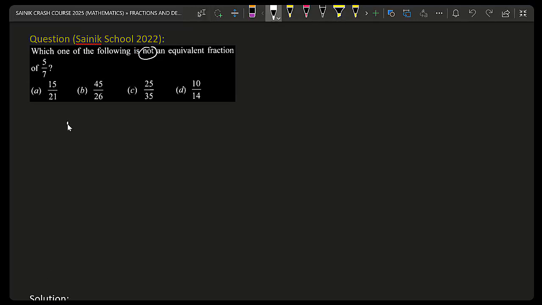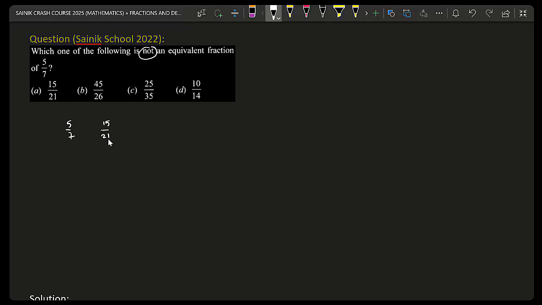We want to check whether 5 by 7 and 15 by 21 are equivalent or not. Yesterday I told you the methods, no? Whichever fraction is not in the simplest form, you can convert it into simplest form. So which is not in the simplest form? First fraction or the second fraction? The second fraction. Okay. How can we convert it into simplest form?